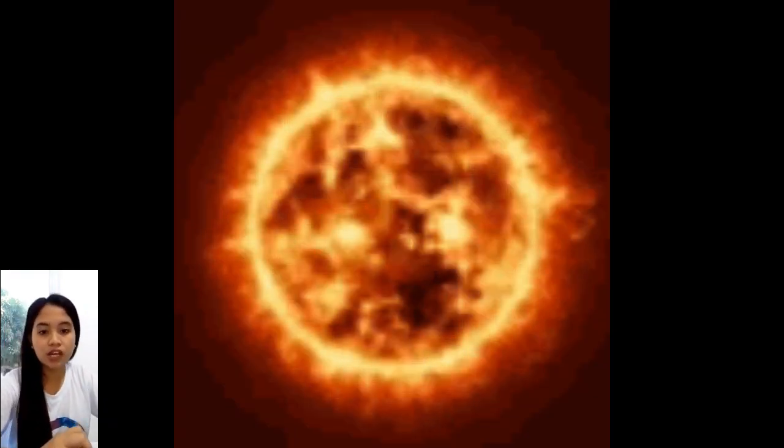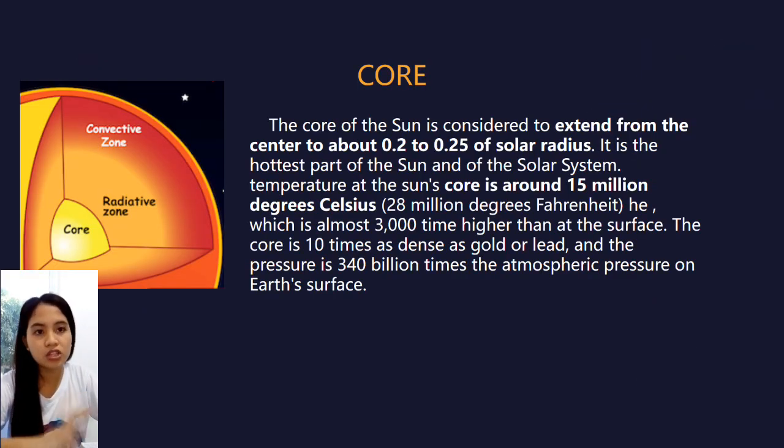The core of the sun is considered to extend from the center to about 0.2 to 0.25 of the solar radius. It is the hottest part of the sun and of the solar system. Temperature at the sun's core is around 15 million degrees Celsius or 28 million degrees Fahrenheit, which is almost 3,000 times higher than at the surface. The core is 10 times as dense as gold or lead, and the pressure is 340 billion times the atmospheric pressure on Earth's surface.